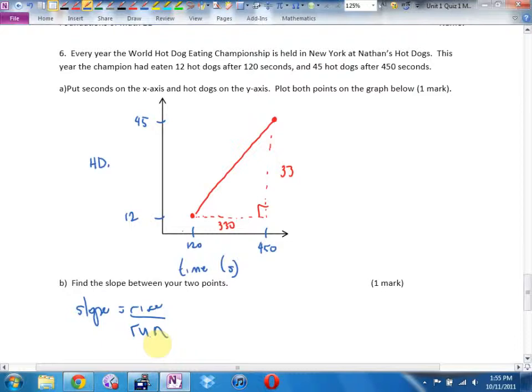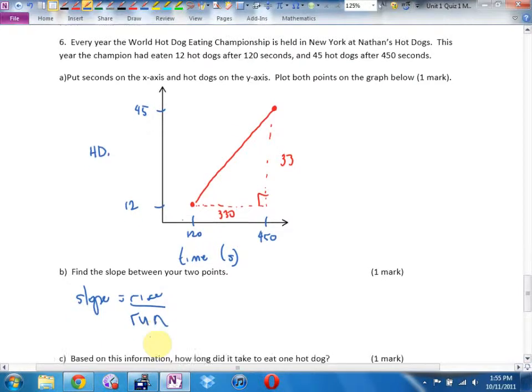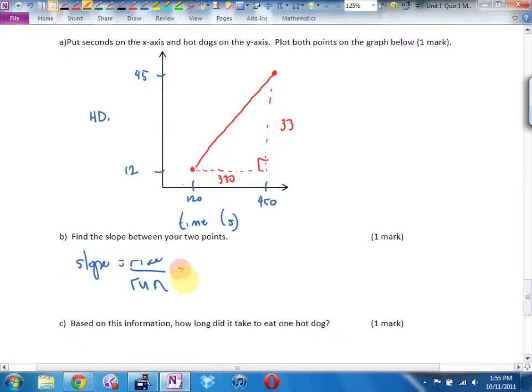Rise is 33. Run is 330. Is the slope 0.1? Yeah? 0.1 what? Hot dogs per second. If I wanted units, I didn't ask you for units specifically, but that tells me something. It tells me how fast he's eating, the rate at which he's eating. Based on this information, how long did it take to eat one hot dog?